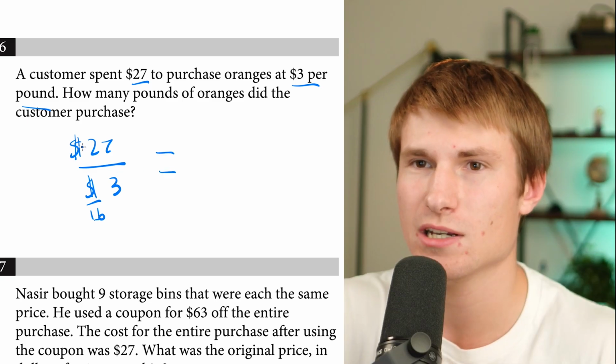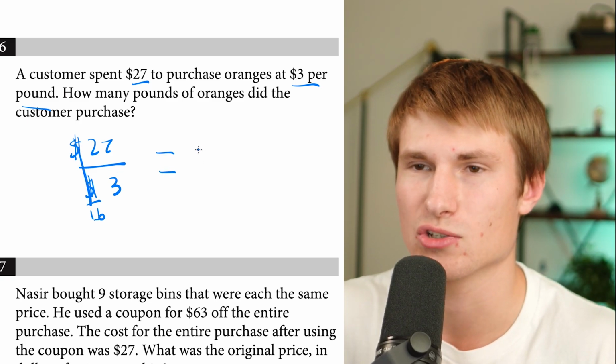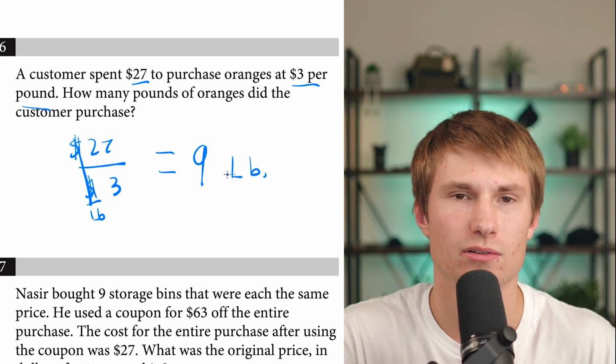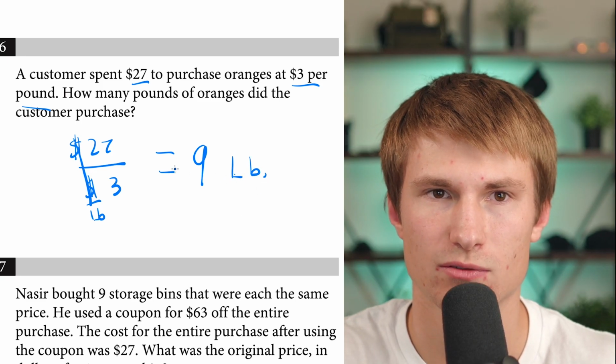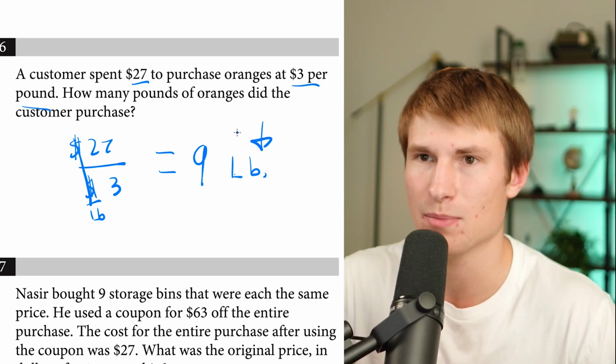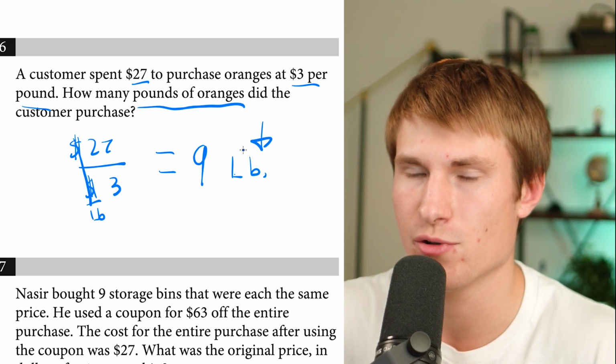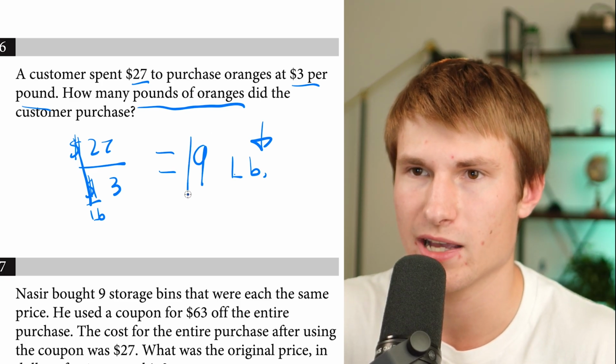Now what we see here is that our dollars are going to cancel, and what we're left with is 27 over 3, which is 9 pounds. And you're seeing that this is the correct equation to set up because we end with pounds. We want to know how many pounds of oranges the customer purchased. So that's one way you can check it, by making sure you end with the correct units. And as you can see, our answer there will be 9.